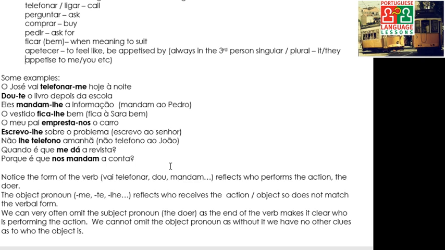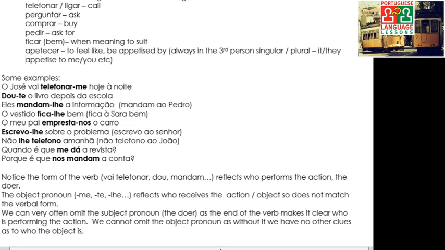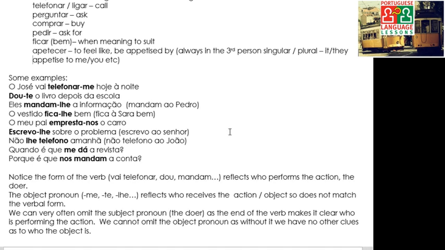O meu pai empresta-nos o carro. My father will lend us the car. Escrevo-lhe sobre o problema. Could be replacing escrevo ao senhor. So replacing the senhora becomes lhe. Now where we see the pronoun before: Não lhe telefono amanhã. So this could be não telefono ao João. So I won't phone João, I won't phone him.